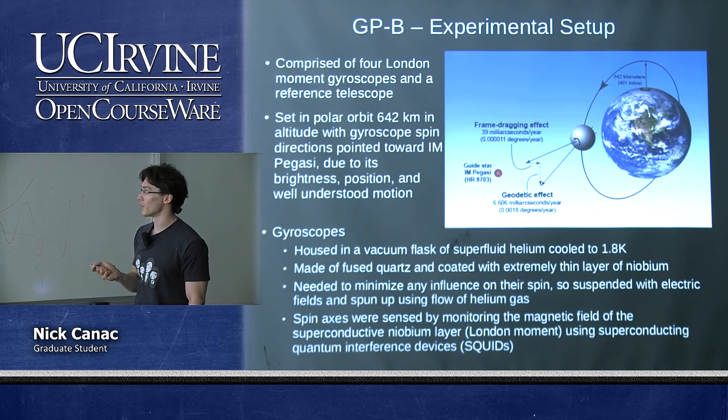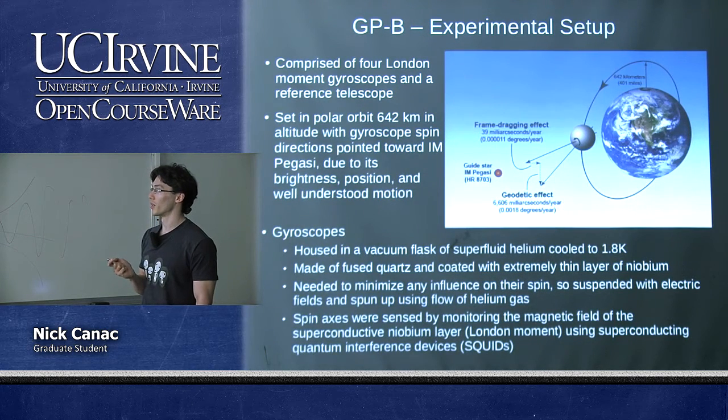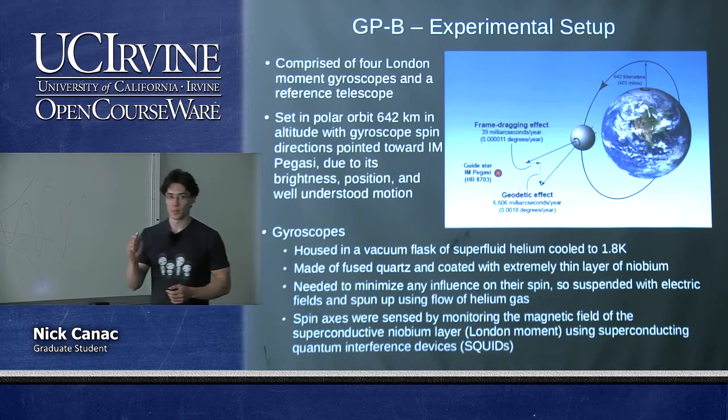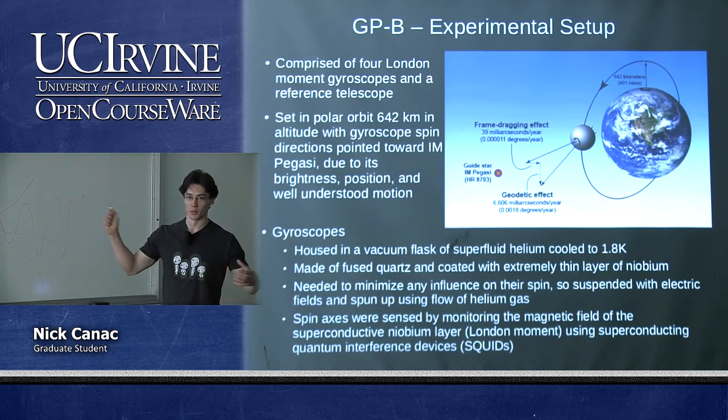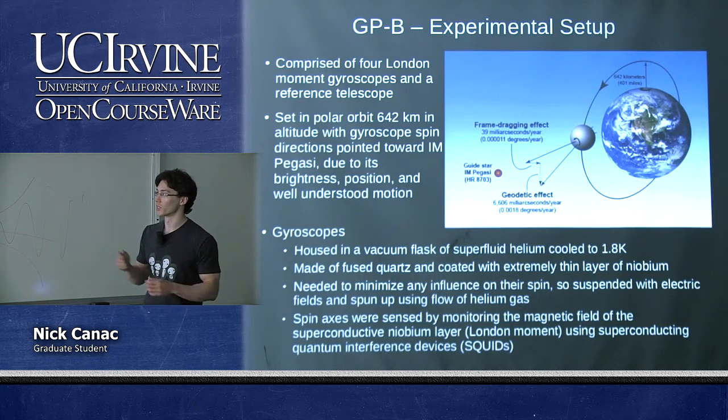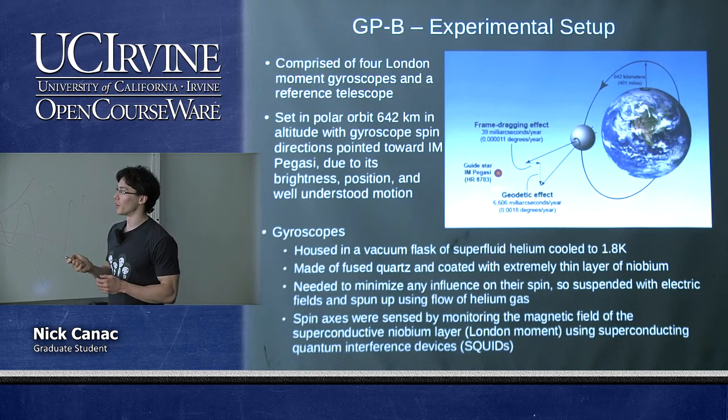These numbers here, the 6.6 arc seconds per year and the 39 milliarc seconds per year, are the predictions from general relativity. The other thing is that the spin will precess relative to the fixed coordinate system, or the fixed stars. So you align your spacecraft with some star, and you use a guiding telescope to do that.